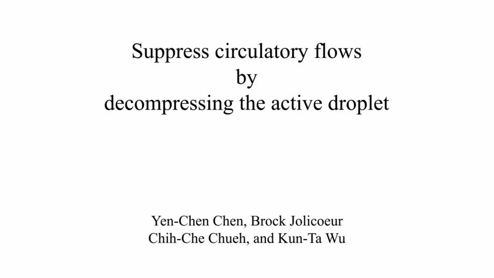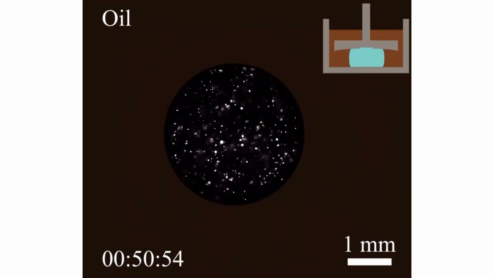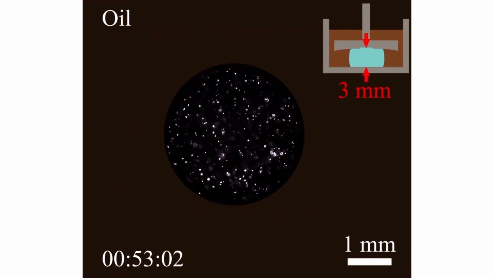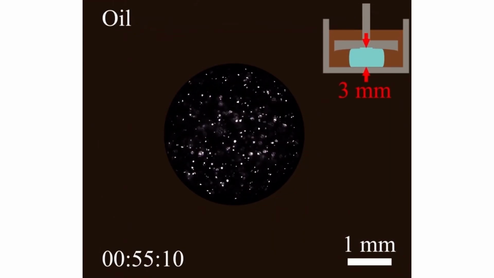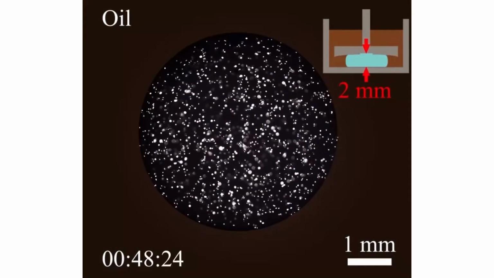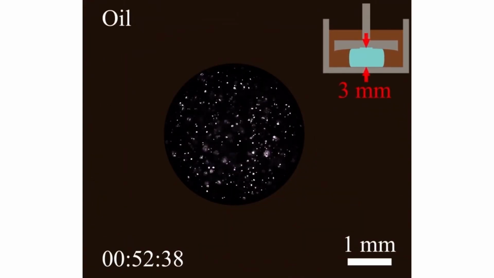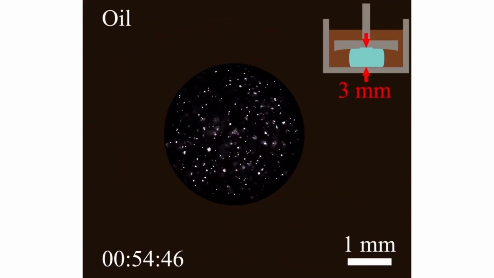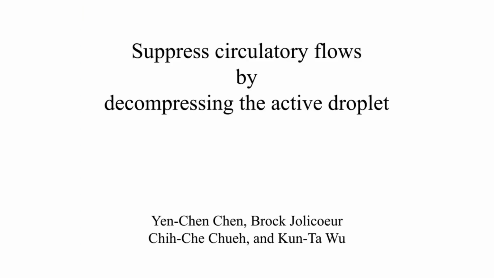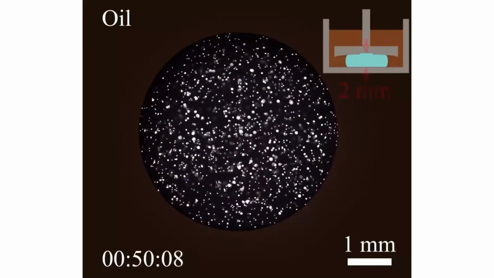Here is an example. In this video, the droplet was compressed to a magnitude that could support the circulation. Then we lifted the sealing to decompress the droplet, which increased the droplet height but decreased the droplet radius to conserve the droplet volume. We found that in its droplet geometry, the circulation stopped, showing that we could cease the circulation by deforming the droplet.